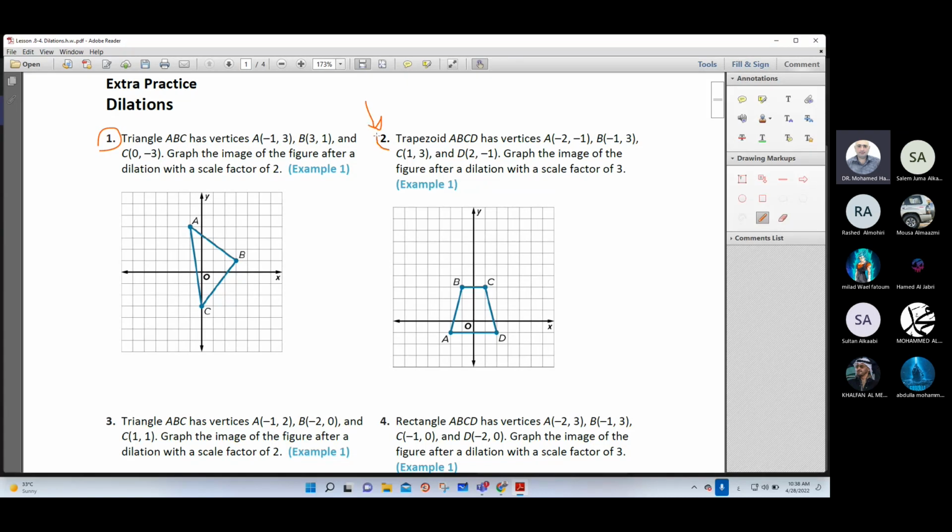Who can read exercise number 2, please? Mister, I can read it. What is your name? Salim Juma. Yes, Salim, please.